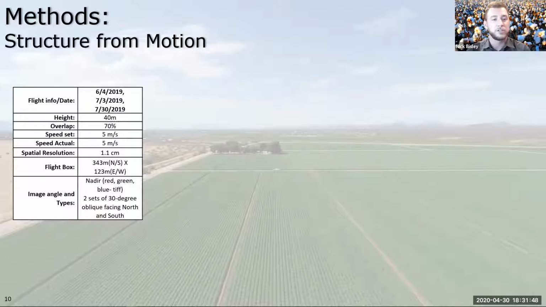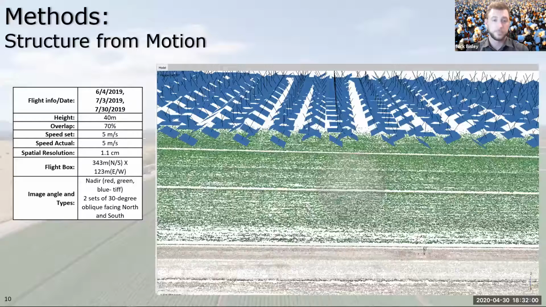You can see the spatial resolution was a little bit higher here because we really weren't looking for very detailed, still pretty small, 1 centimeter, but twice the size as the other one. But here's a snapshot, and these blue squares are the focal point, or the frame, where each picture was taken. You can see the nadir images, those are looking straight down, these flat pictures. And then these oblique images are taken at 30 degrees, looking north and south down the rows. And from that, we were able to then create 3D models.